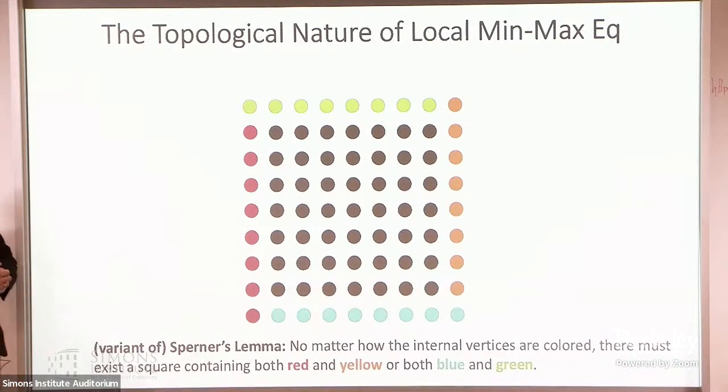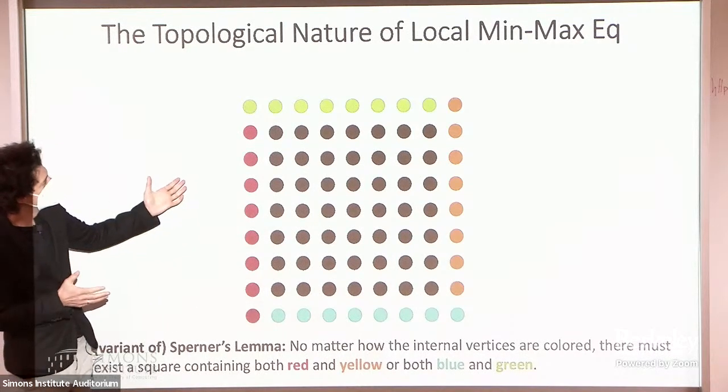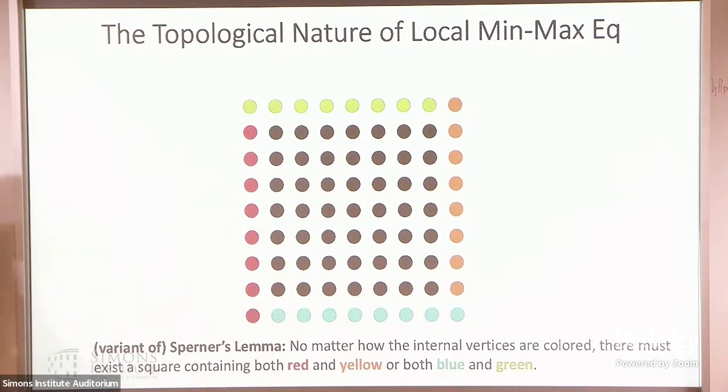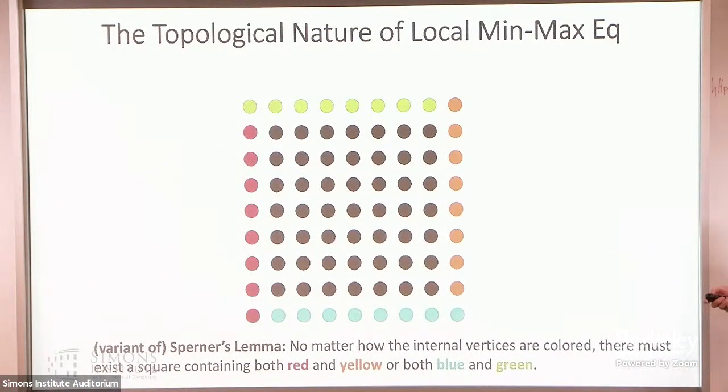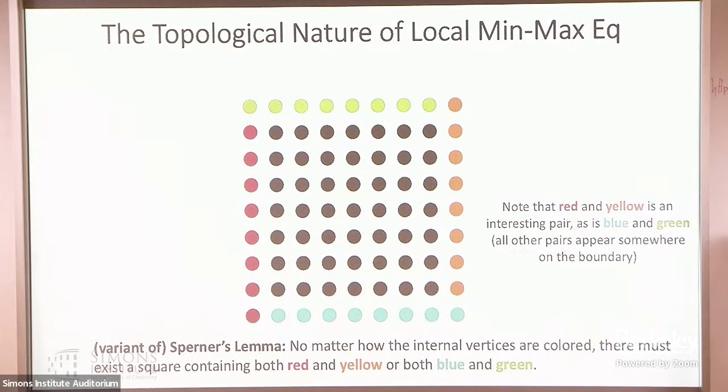So in 2 dimensions, you're thinking about the square grid, and you're going to be coloring the vertices of the grid with these 4 colors: red, blue, orange, and green. And the boundary has to look like you see in the picture. I fixed the boundary coloring to be that. And the claim is that no matter how you color the internal vertices, there's going to be at least one square where you're going to see red and yellow together, or blue and green together, or both.